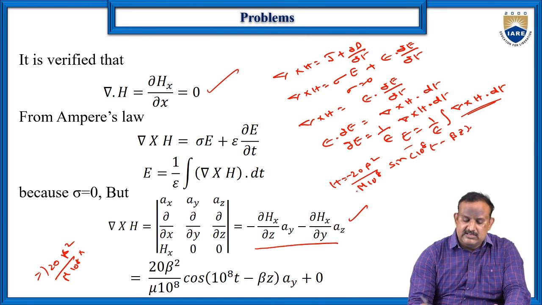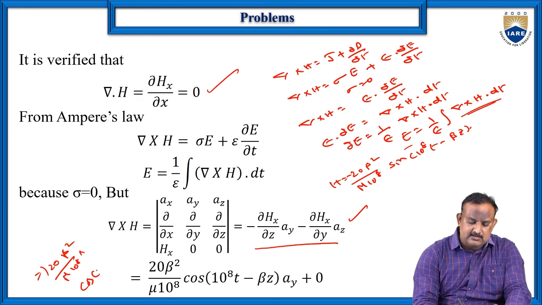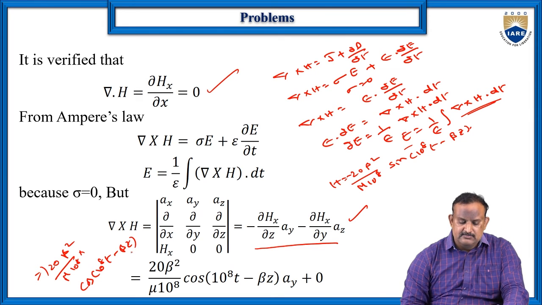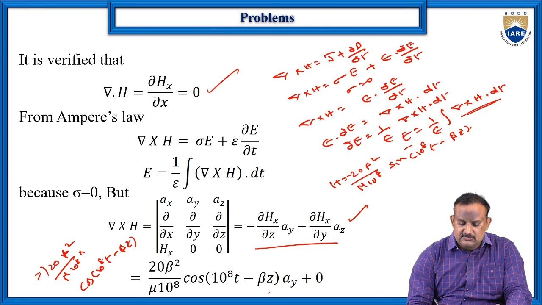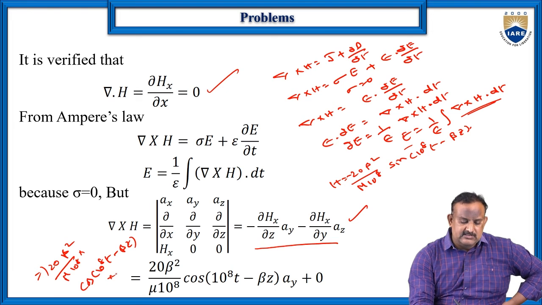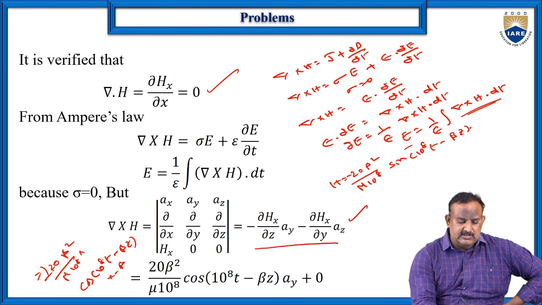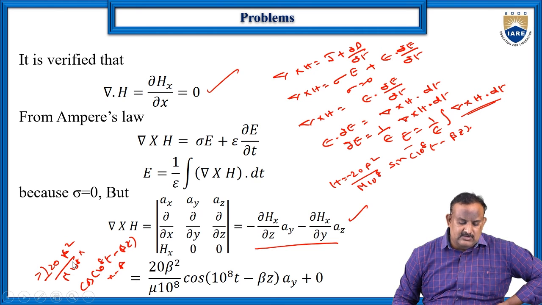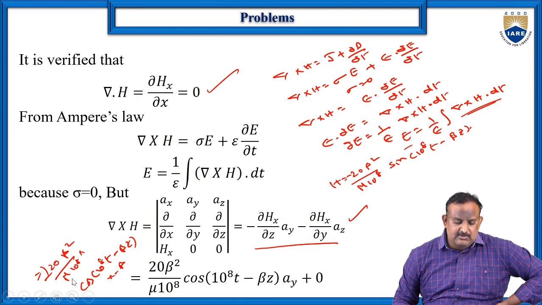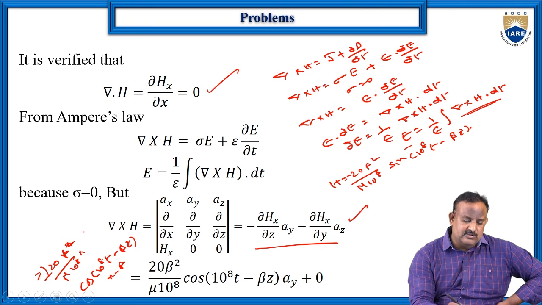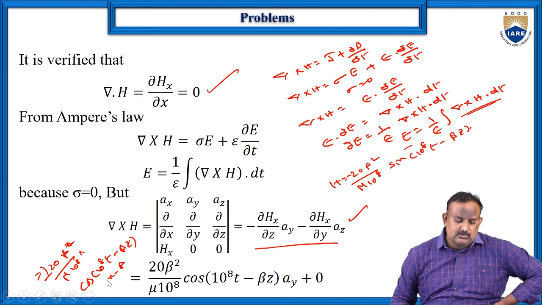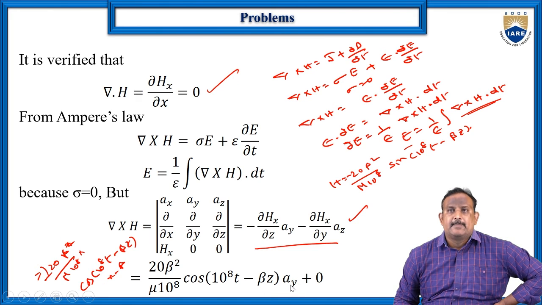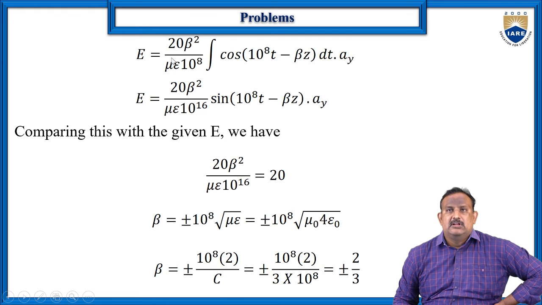Differentiation of sine is cos, so it is cos 10 power 8t minus beta z into, again here we have minus beta. So minus, minus becomes a positive. Therefore it becomes 20 beta square. Actually it is 20 beta square by mu into 10 power 8 into cos 10 power 8t minus beta z into ay.